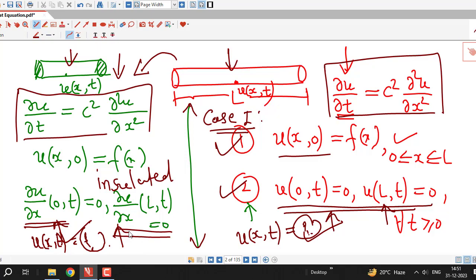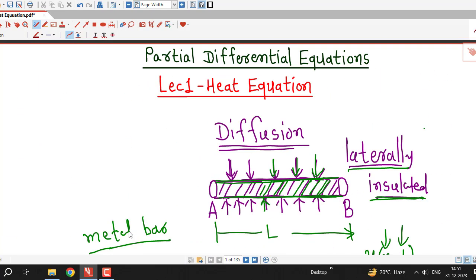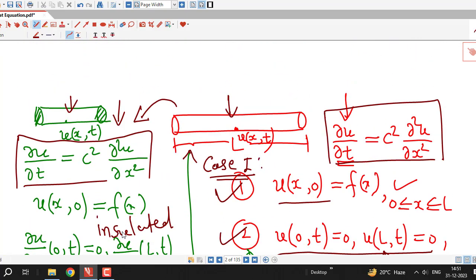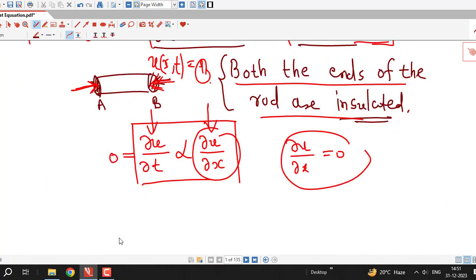We will go in this way one by one, and I suggest you watch each and every lecture in the series. Then only you will be able to solve the problems of heat equation. So this is all about this session.